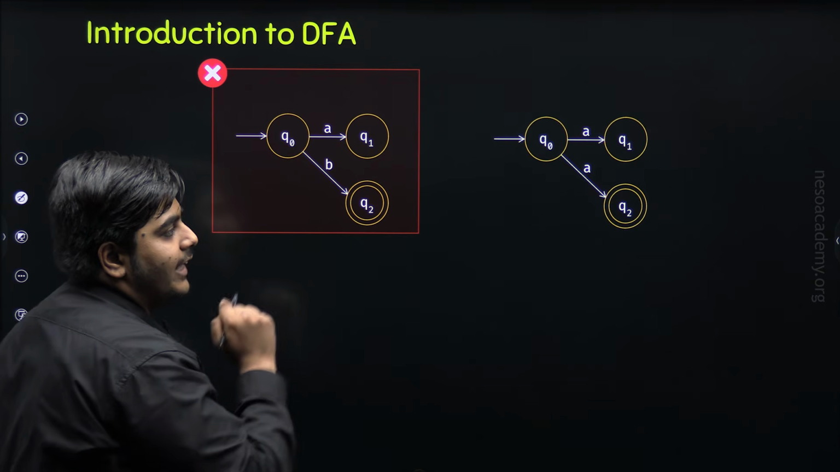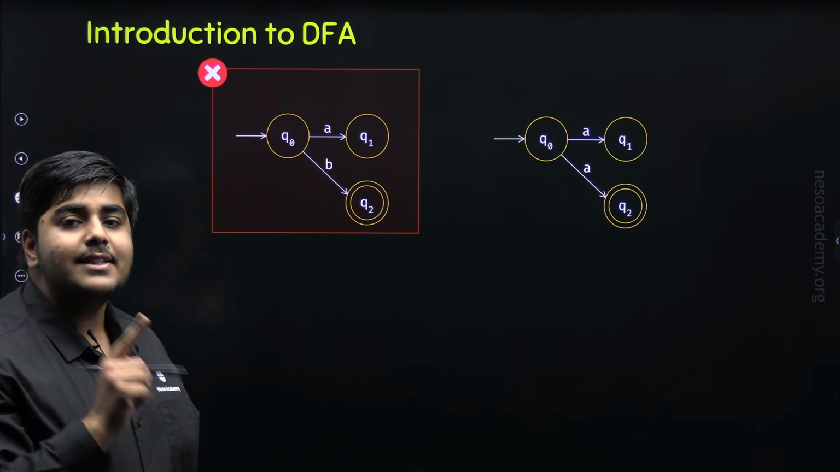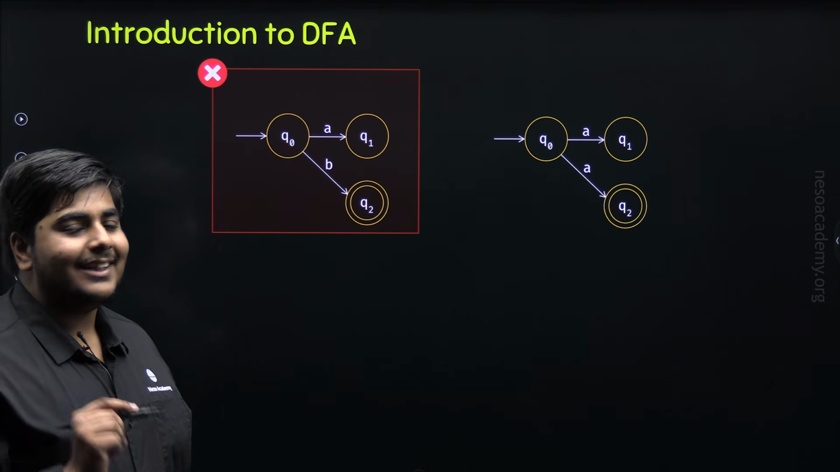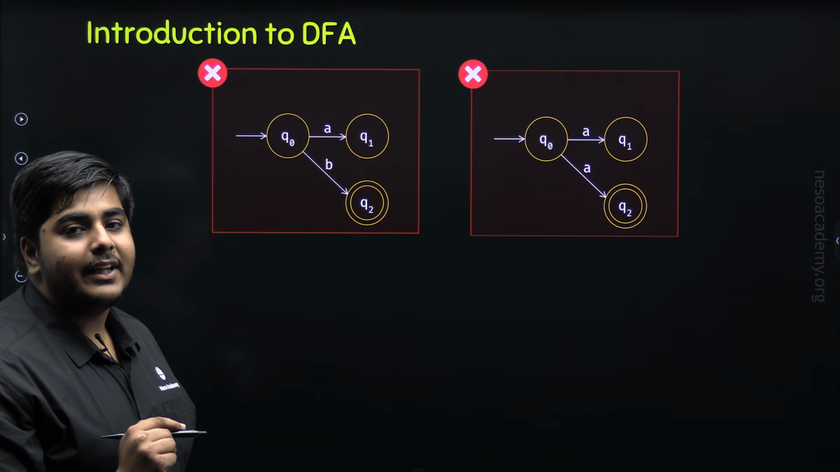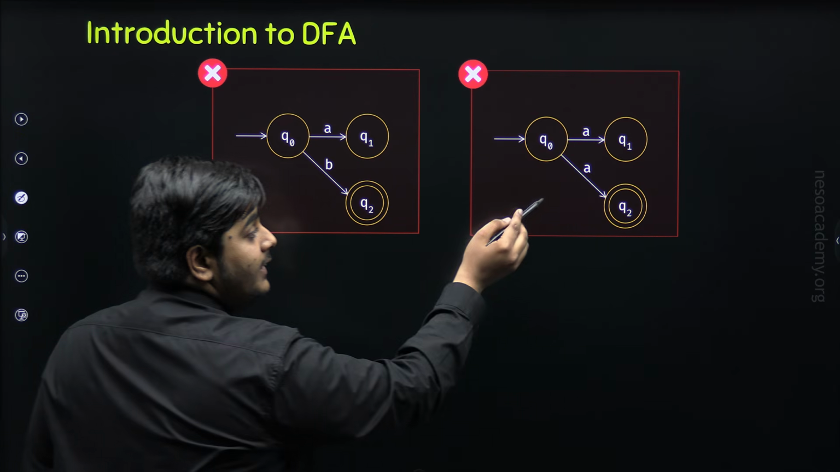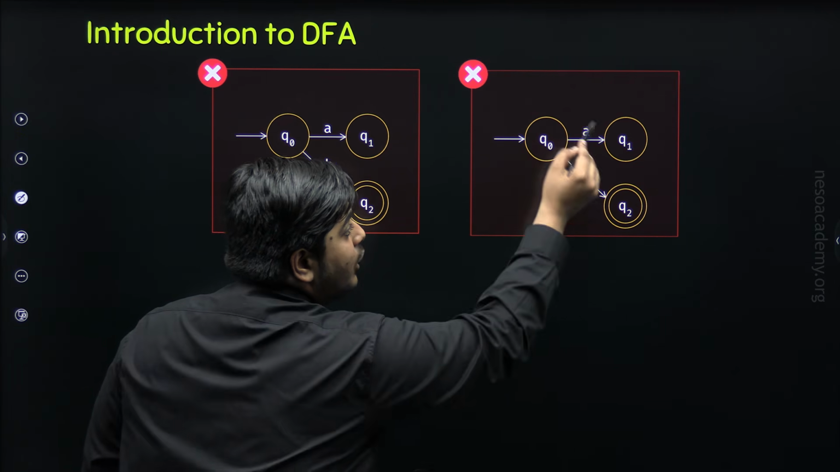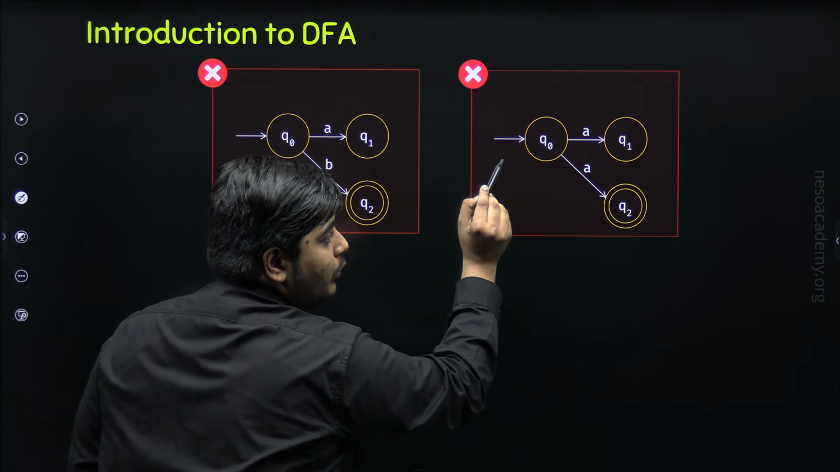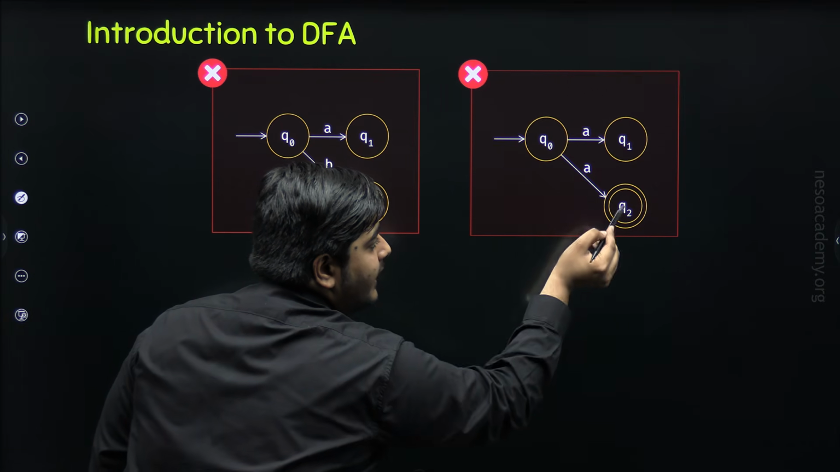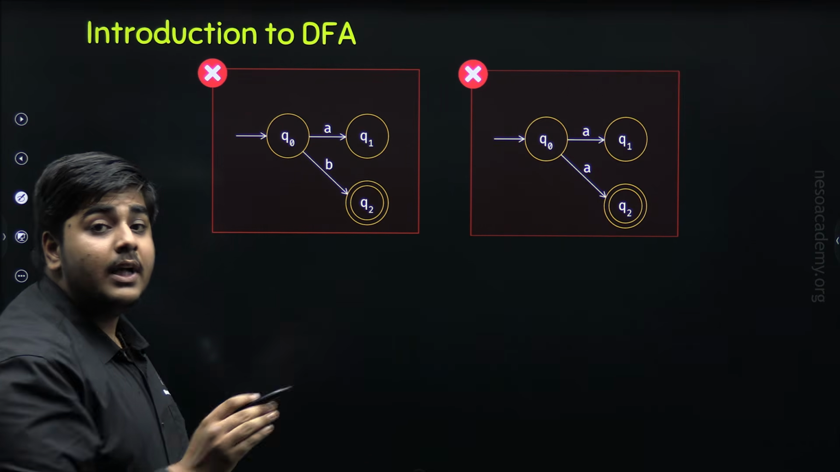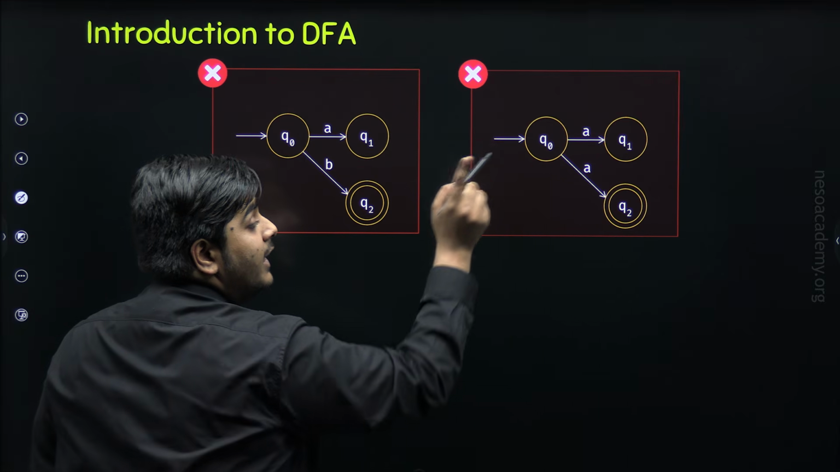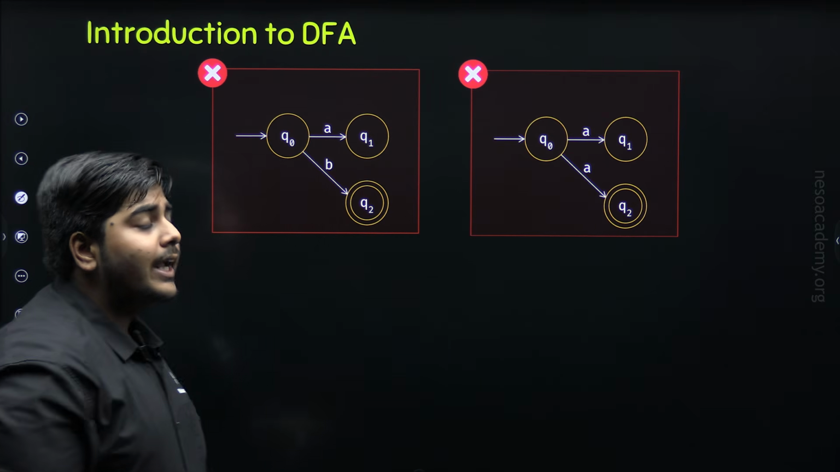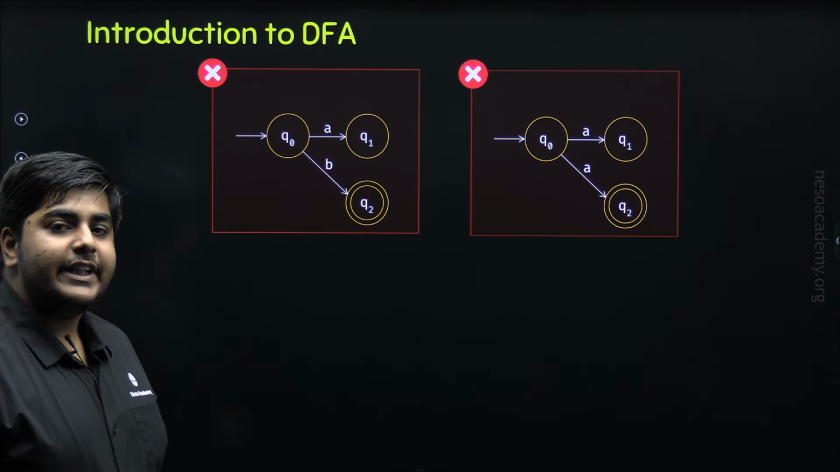Now, this is the second diagram. And now tell me, is it a DFA or not? Again, correct. This is also not a DFA. Why? Because in this diagram, you can see this is a non-deterministic behavior. For the same input A from the state Q0, we are getting more than one next state. And I have told you that for every current state, there should be only one next state for a given input symbol. That is why this is also not an example of DFA.